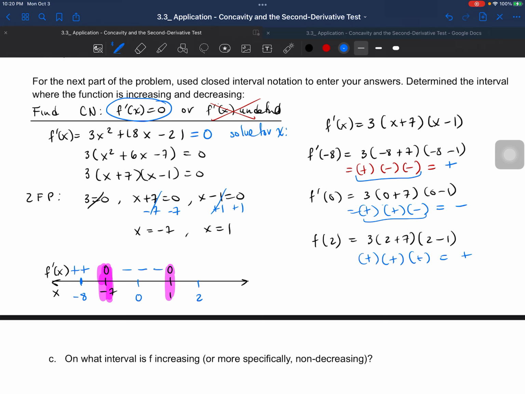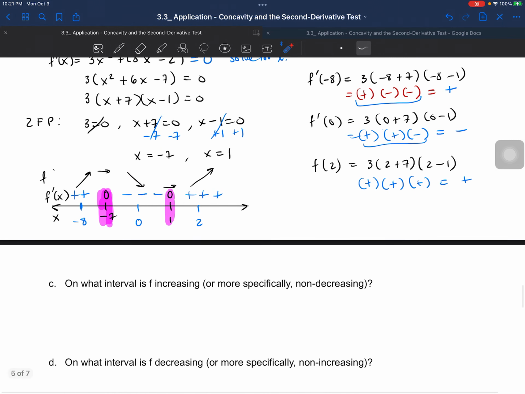All right, so what we have here is positive, positive, positive, negative, negative, negative, positive, positive, positive. And so if we look at the function, it is increasing and then becomes horizontal, decreasing, horizontal, increasing, right? That's how we know, because when the derivative is positive, that means your slope is positive, that means you must be increasing. When your slope is negative, that means you must be decreasing, and so on and so on.